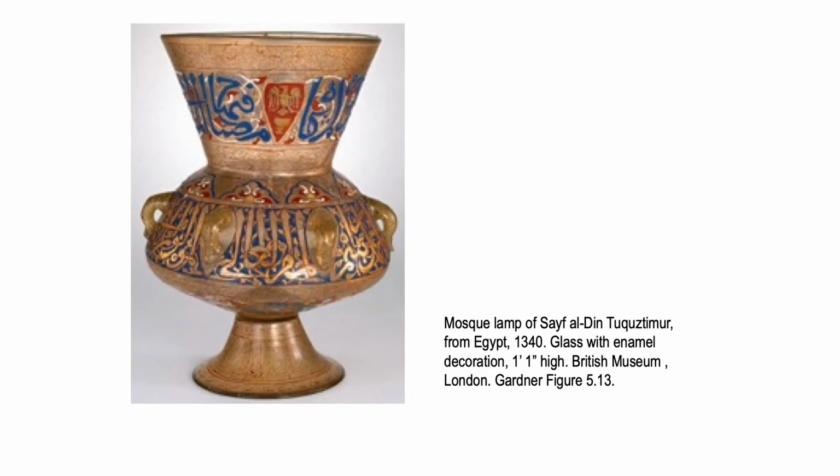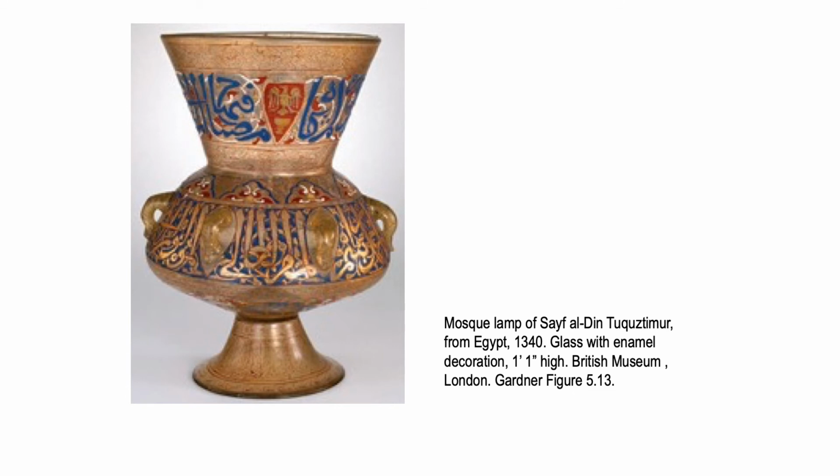This is the mosque lamp of Safa ad-Din Tukutzimur, which is not very good pronunciation, I apologize. It's from Egypt, from 1340. It is made of glass with enamel decoration. This mosque lamp is just absolutely gorgeous. It's about a foot high. It's at the British Museum in London.